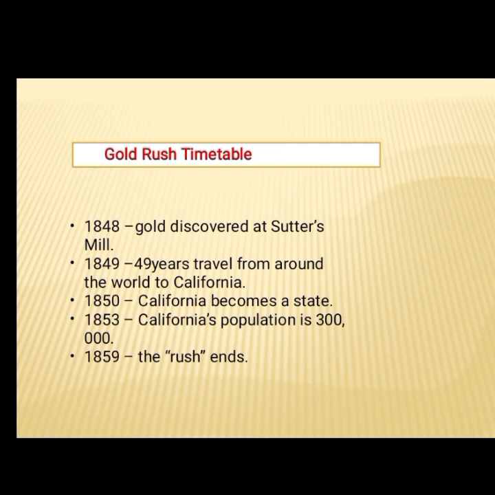Gold Rush Timetable. 1848: Gold discovered at Sutter's Mill. 1849: 49ers travel from around the world to California. 1850: California becomes a state. 1853: California's population is 30,000. 1859: the rush ends.